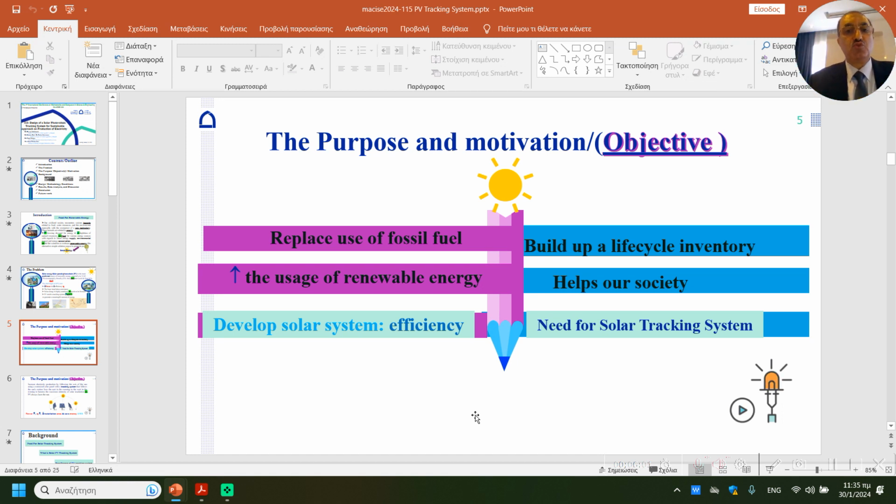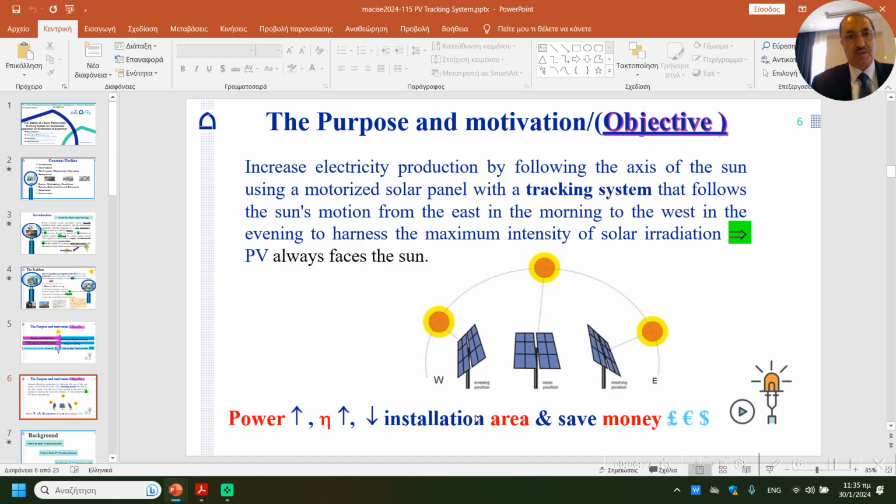The general objective is to replace the use of fossil fuel, build a better life scale, increase the use of renewable energy, help our society, and focus more on developing the solar system, talking again about efficiency and power output. Then for solar, we need a kind of tracking system to track the energy from the sun.